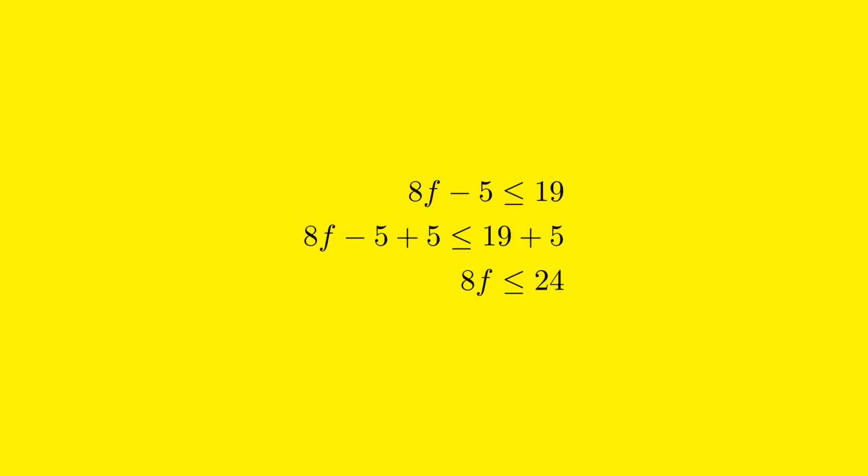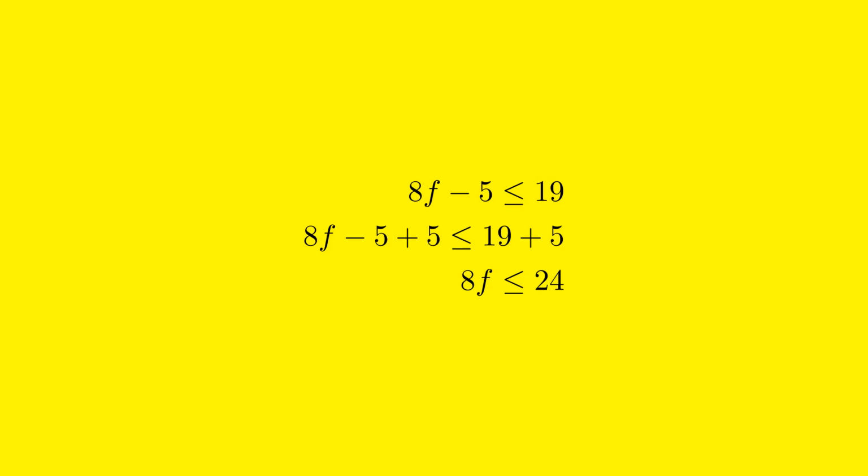Let's start by examining the inequality given to us, which is 8f minus 5 is less than or equal to 19. Our goal is to find the values of f that make this inequality true. To get started, we need to isolate the variable f on one side of the inequality. We can do this by performing basic arithmetic operations. In this case, we want to add 5 to both sides of the inequality to eliminate the minus 5 that is currently with the 8f. So, let's add 5 to both sides of the inequality.